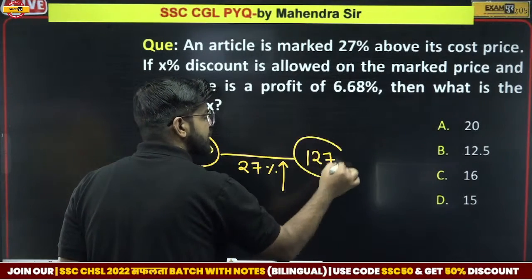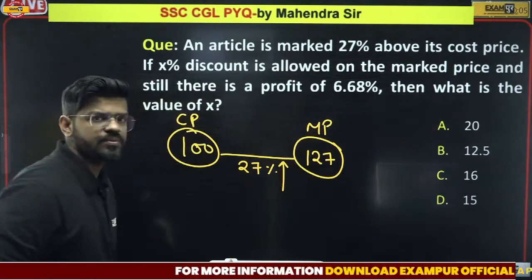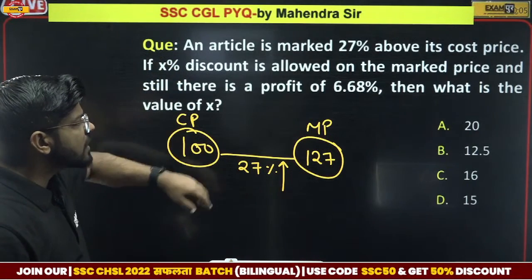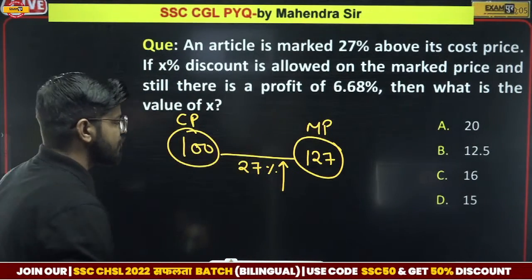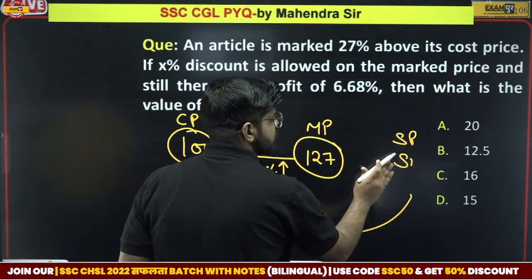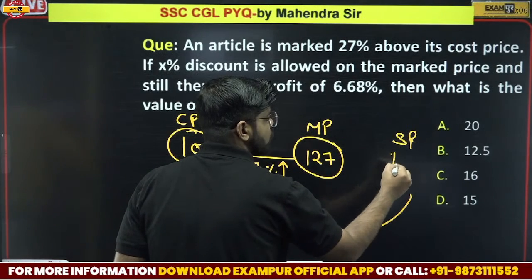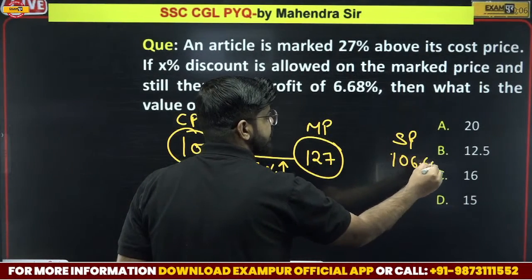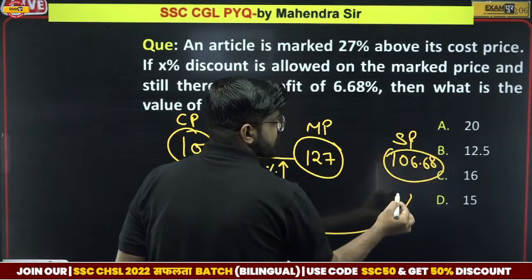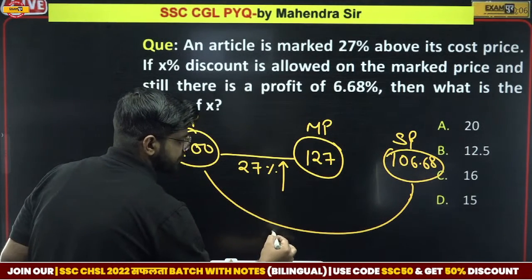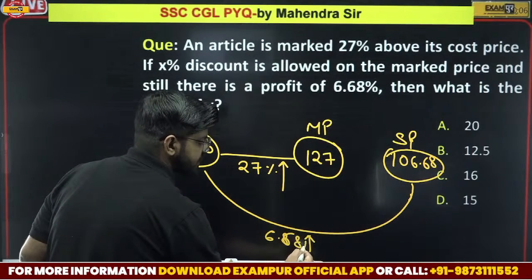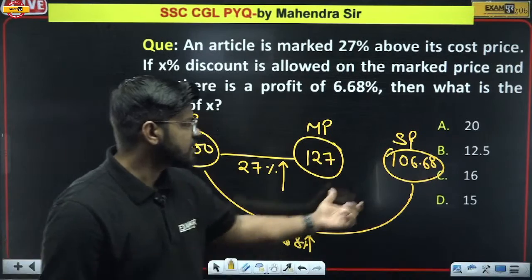So this will become 127 simply. Now this is my marked price. Again, I am getting some discount, and on that I am getting 6.68% profit. That means this is my SP, and what is my SP? It is 106.68, that is 6.68 above the CP. So this is my profit, 6.68%. Clear? So I got the CP and SP.